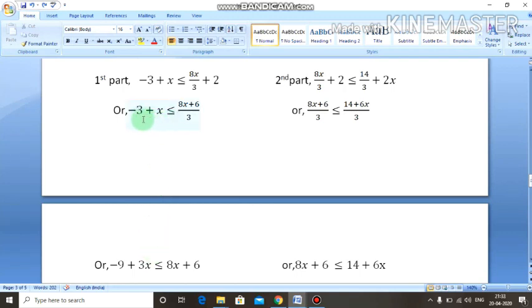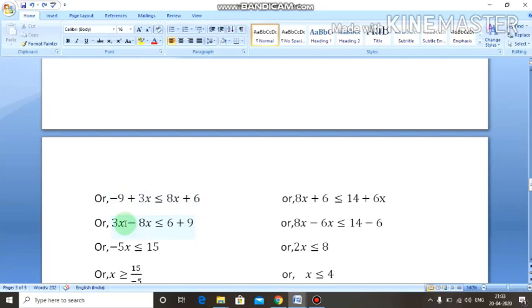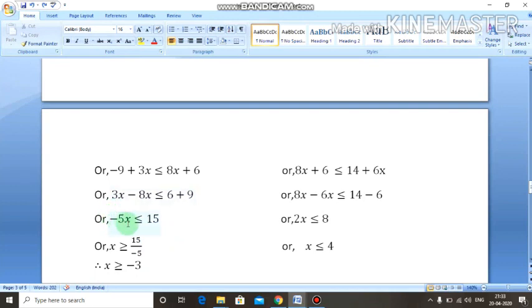If we multiply by 3, then this is minus 9 plus 3x less than or equal to 8x plus 6. Now take all the x terms to one side, then 3x was on the left hand side, and 8x was in positive form, so on the left hand side it will be negative, and after simplifying all the numbers, minus 5x less than or equal to 15. To compute the value of x, we have to divide both sides by -5, and since it is a negative number, the inequality sign will change, so less than or equal to will change to greater than or equal to. So x is greater than or equal to 15 by -5, that is -3.